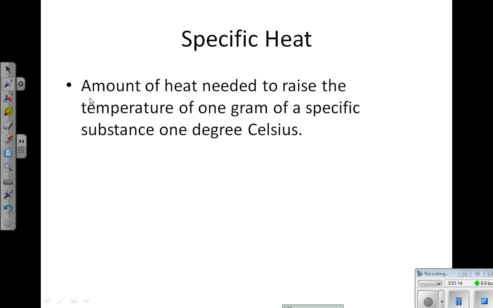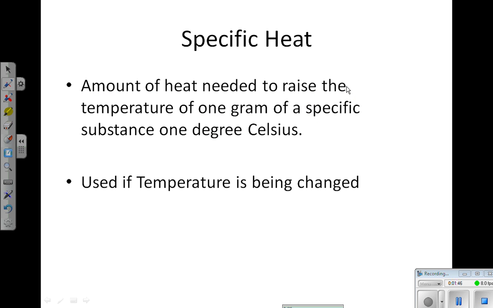It is the amount of heat in joules needed to raise the temperature of 1 gram of a specific substance 1 degree Celsius. And we say specific substance because specific heat will change depending on what you are looking at. The specific heat for water is not the same as for aluminum. They are completely different. Different elements and compounds have different properties in terms of holding or releasing heat. We use specific heat if the temperature is being changed. We're not going to use this variable if we are changing phases.